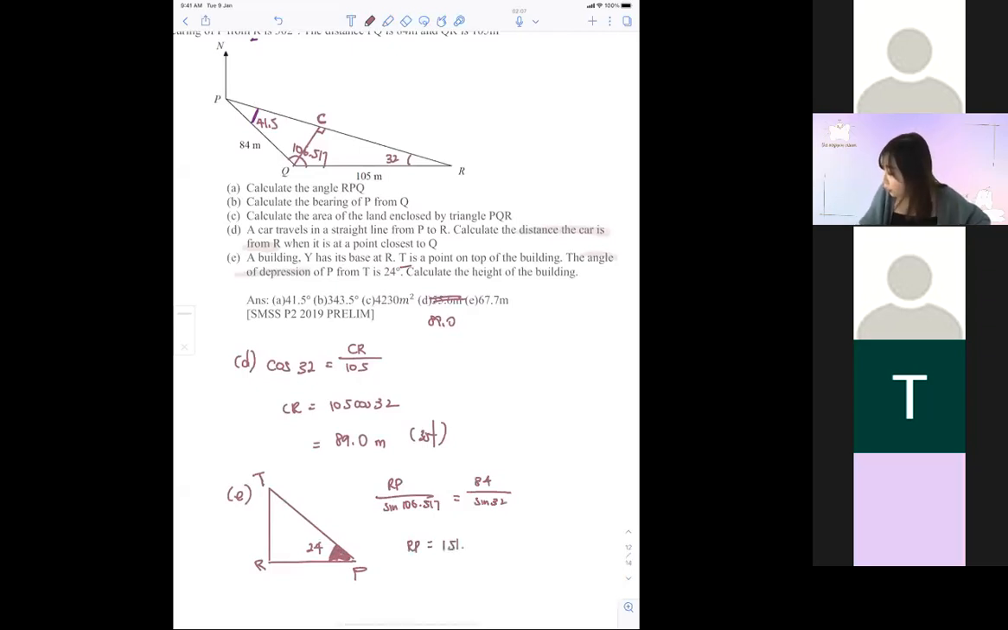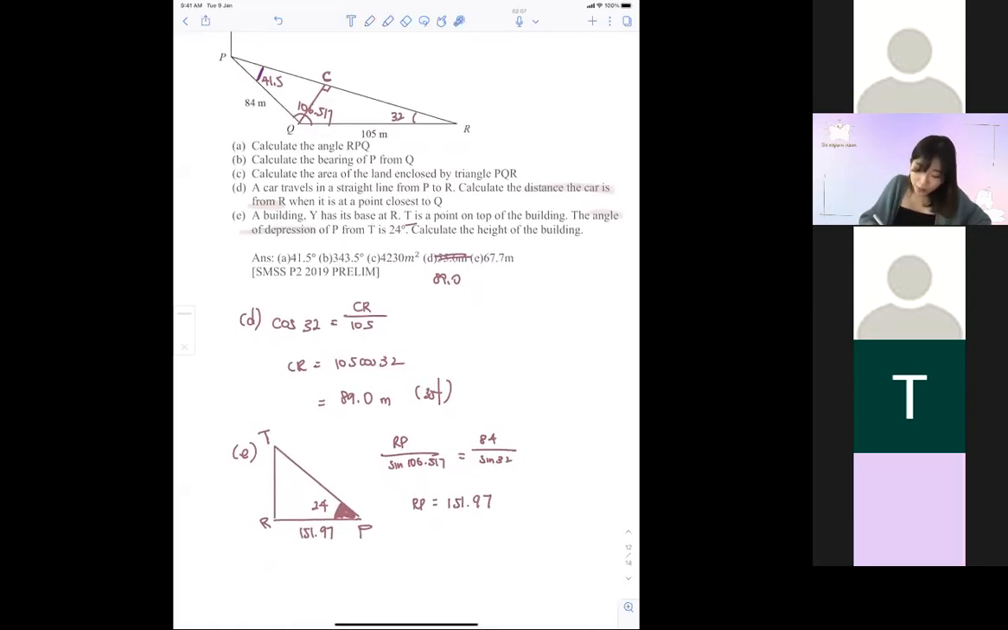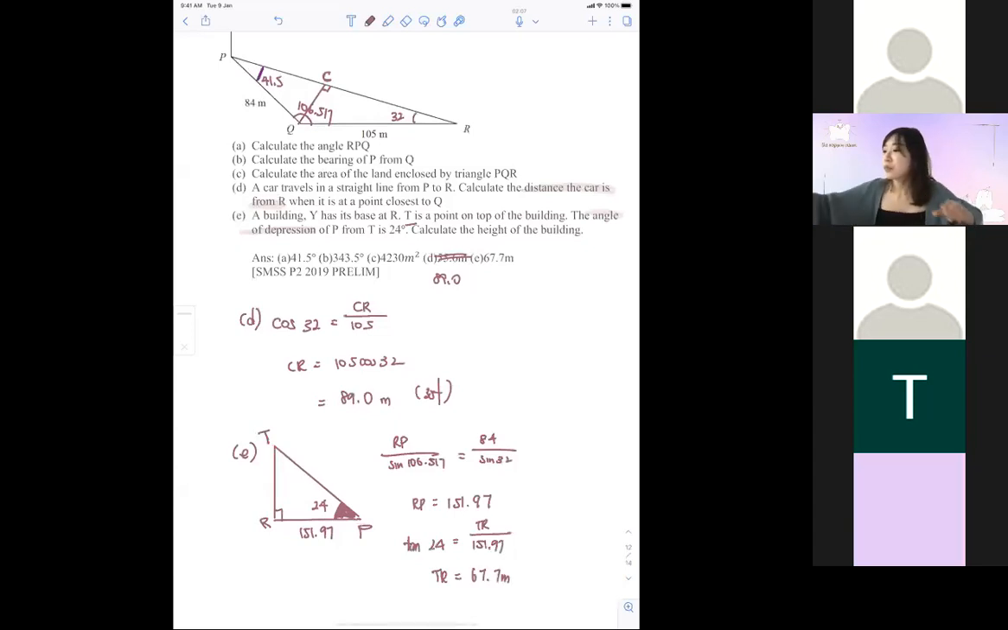This is 151.97. So just put here 151.97. Then you want opposite, you have adjacent. This is definitely 90 degrees. Okay, so tangent 24 is TR over 151.97. TR is 67.7. Then you are done.